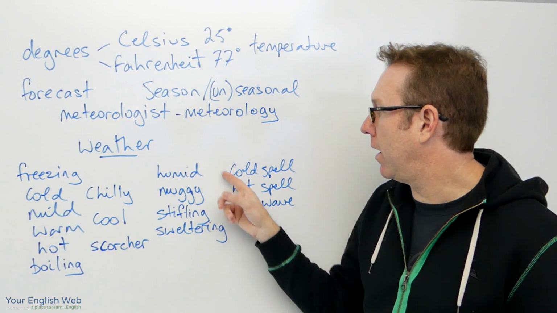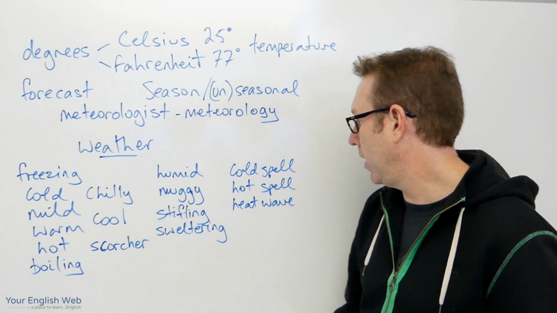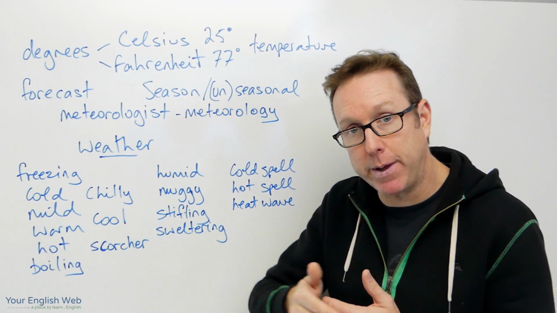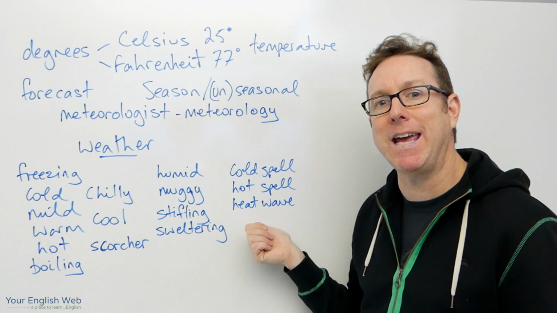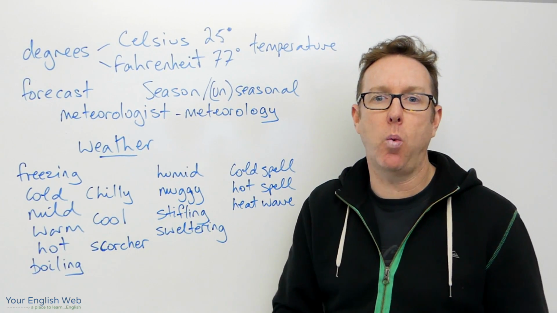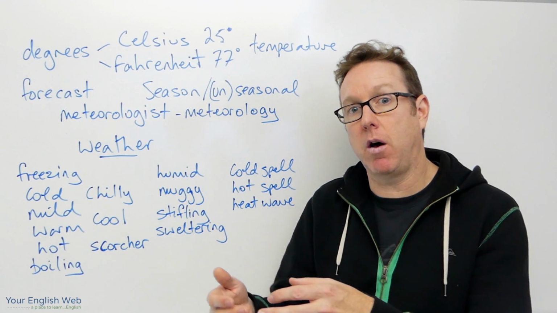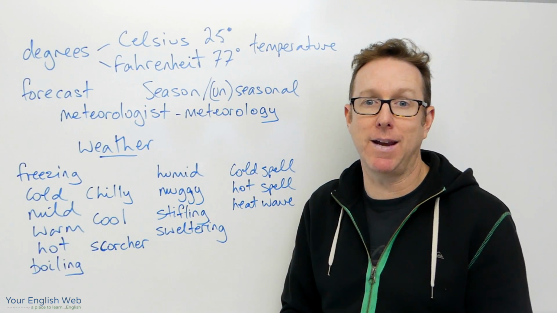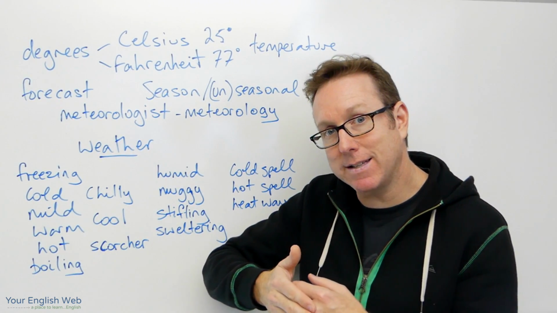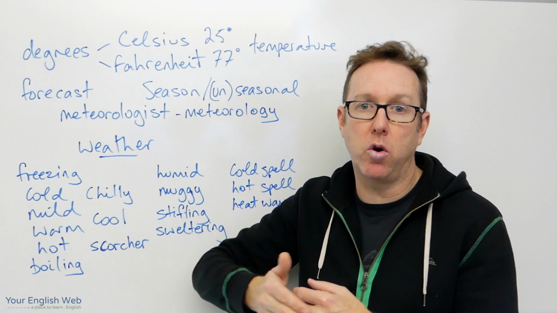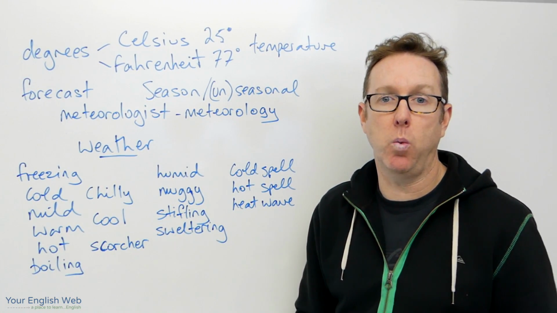We can have cold spells, where we have a period of time where the weather's cold. We can have a hot spell, again, a period where the weather is hot. And we can also have a heat wave. So in the middle of January in Australia, in the middle of July here in Spain, we can have heat waves where the period is hot for a prolonged time. Okay, so that could be a hot spell or a heat wave.